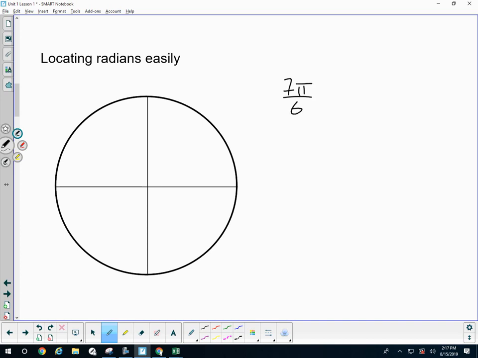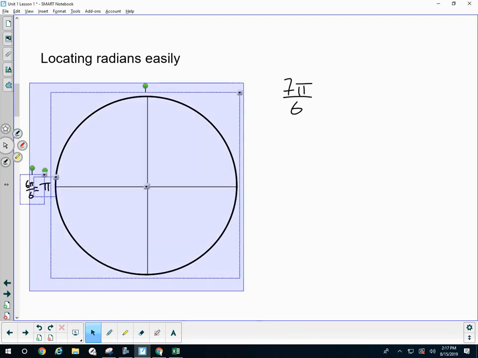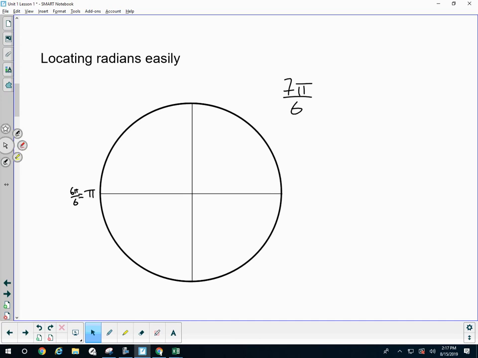How can you get there quickly? Let me tell you how I do it. Okay? Well, I know this angle over here, pi, can be written a lot of different ways. It could be written as 6 pi over 6. Let me move it over. It can be written as 3 pi over 3. It can be written as 4 pi over 4. Right? Those are all just versions of 1: 3 over 3, 4 over 4, 6 over 6.